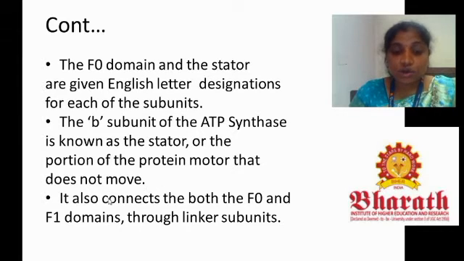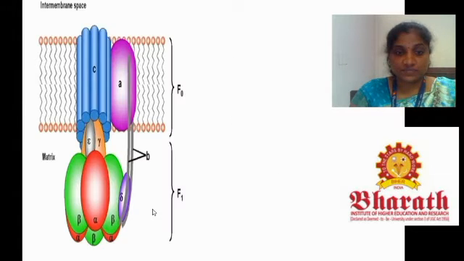And it also connects both the F0 and F1 domains through linker subunits. This is the B subunit, and this B subunit is the stator. It joins or combines the F0 and the F1 motor, and this is the portion which does not move. So that is the B subunit.